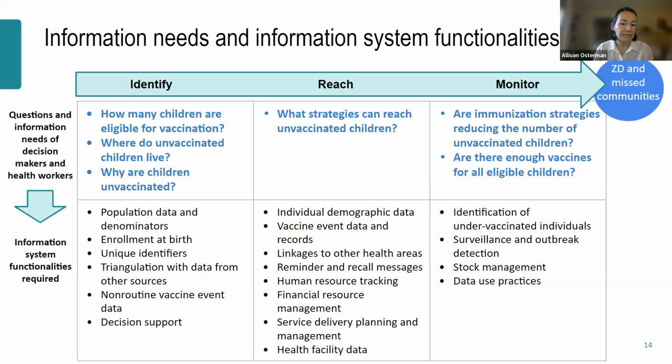And the information system functionalities that this requires are things like the ability to collect population data and have accurate denominators. Things like enrollment at birth, meaning that the system has the ability to register a child for vaccination soon after they're born. Also, unique identifiers. This means that there's a way of assigning a unique ID number to each child that is registered for vaccination, and that enables tracking individual children and their vaccination status.